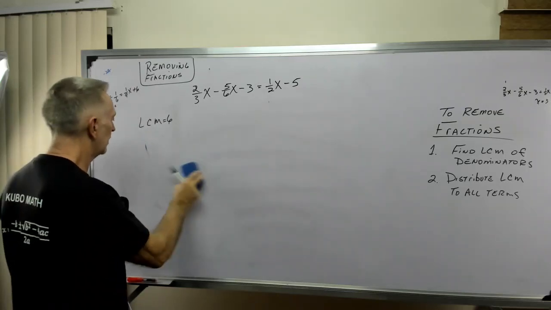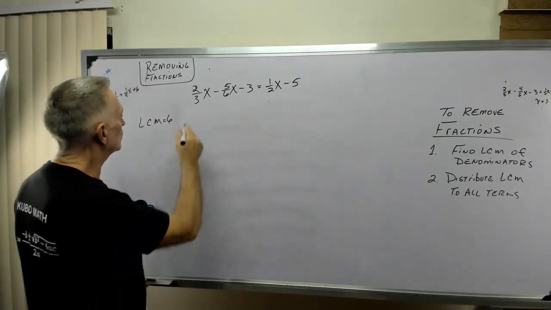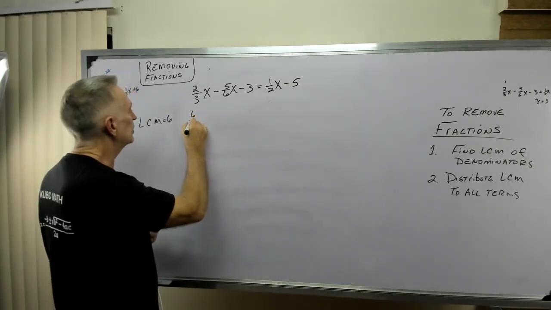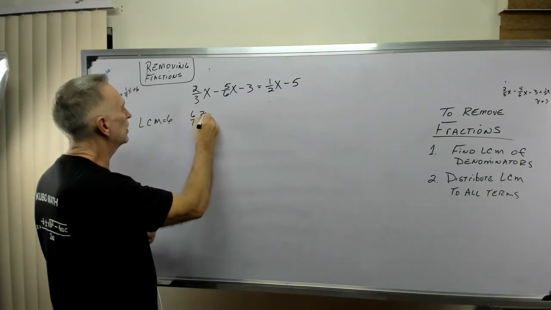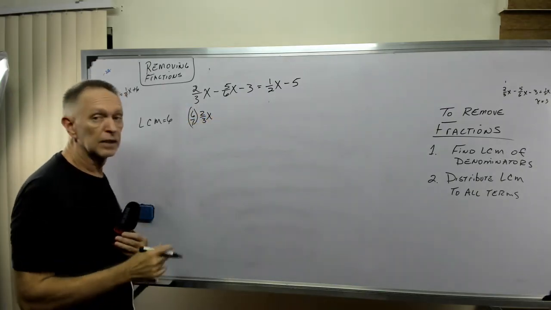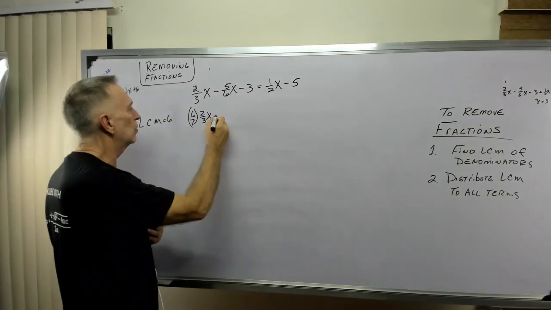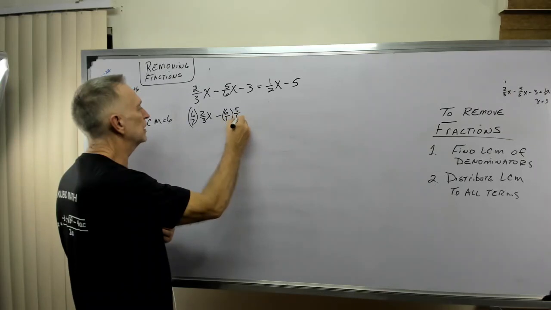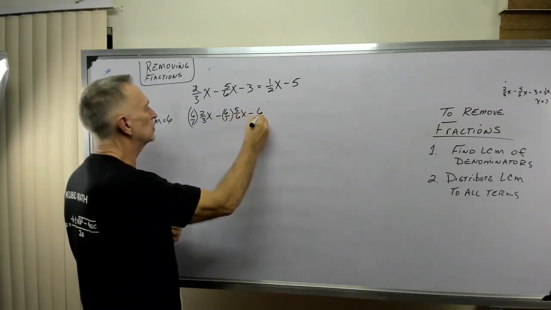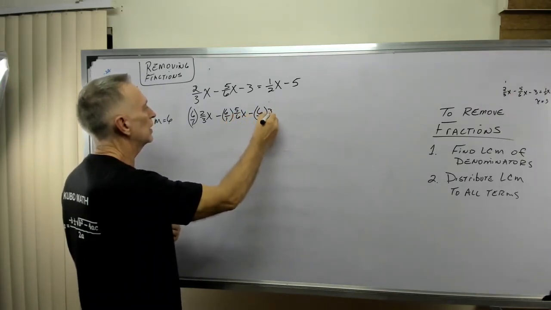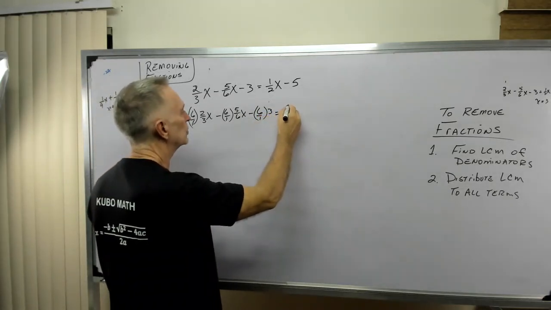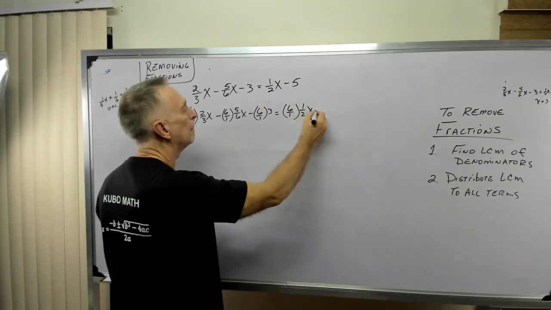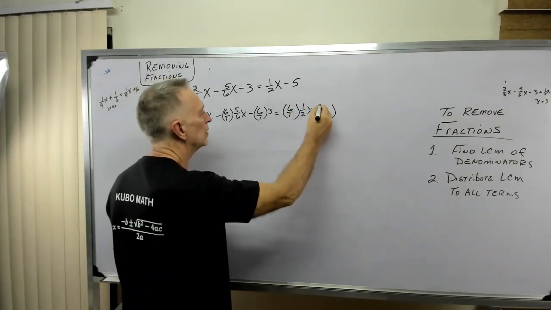Now then, let's distribute that to every term. So I have 6 over 1 times 2 over 3x. We're just going to distribute that 6 all the way through. 6 over 1 times 5 over 6x minus 6 over 1 times 3. And that equals 6 over 1 times 1 over 2x minus 6 over 1 times 5.